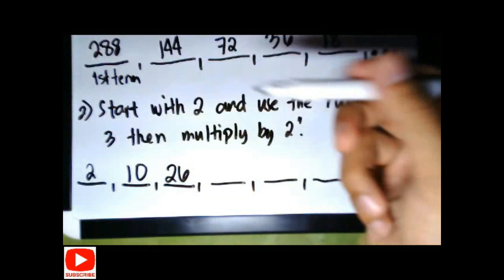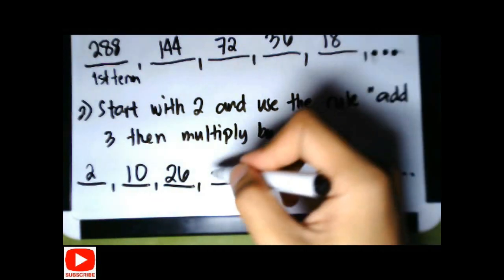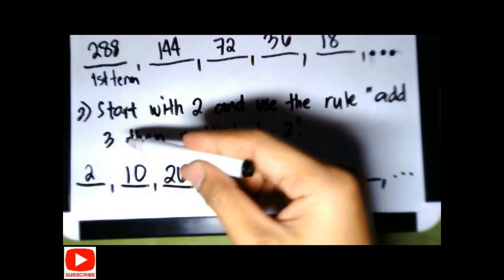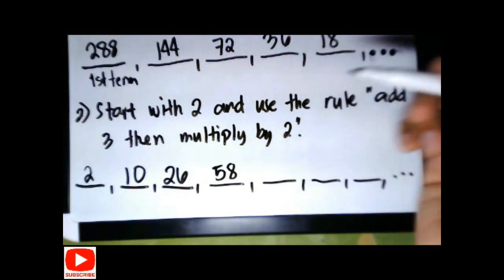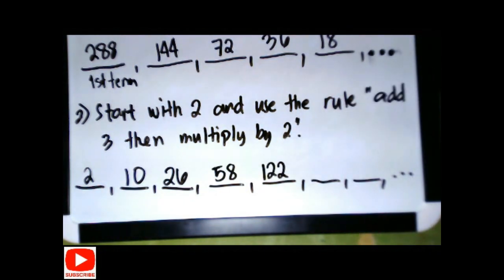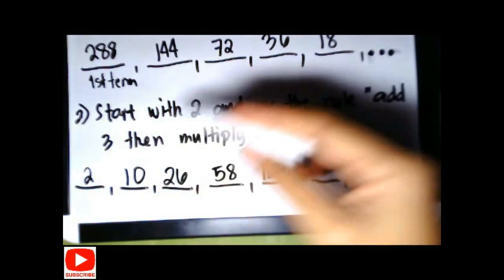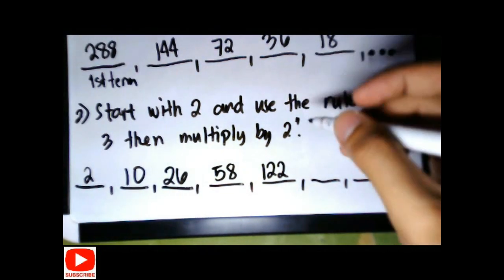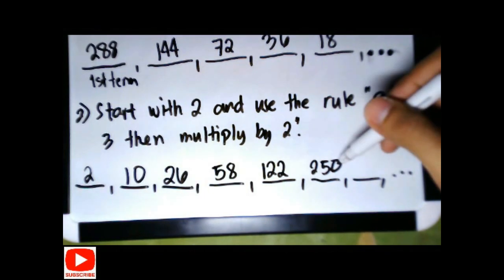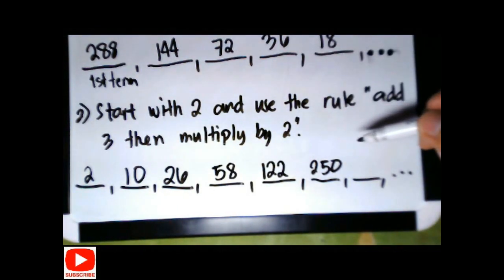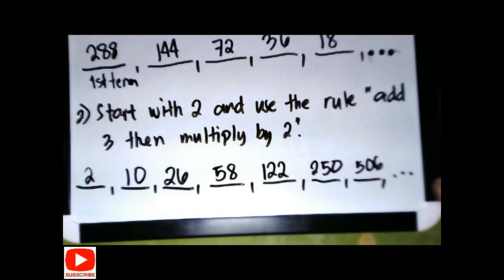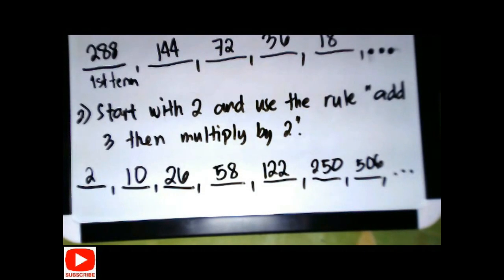26 plus 3, that is 29, times 2, that is 58. 58 plus 3, that is 61, times 2, that is 122. 122 plus 3, that is 125, times 2, that is 250. 250 plus 3, that is 253, times 2, that is 506, and so on.